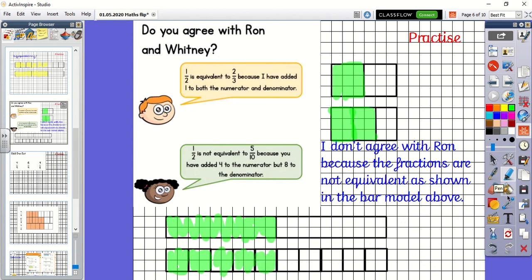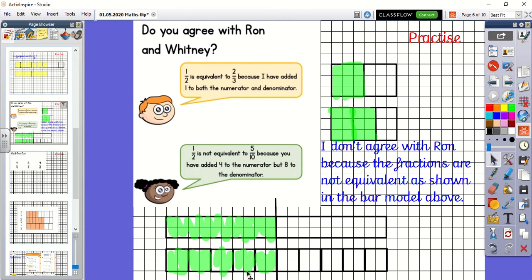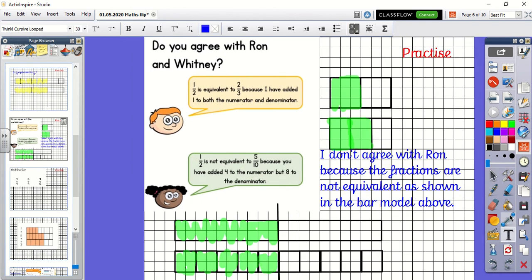Okay then. Oh, well, what do we notice here? Well, I notice that both of those parts are equal. So actually, Whitney is wrong because she is saying a half is not equivalent to 5/10.